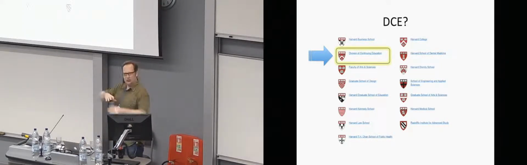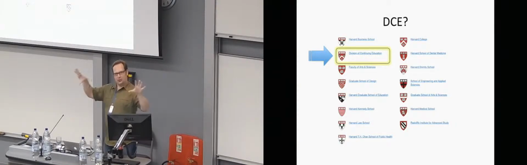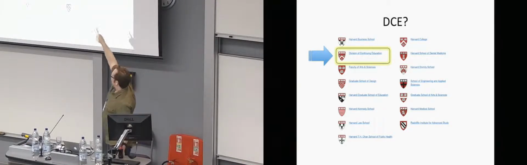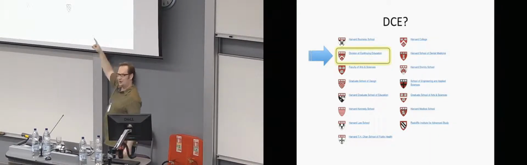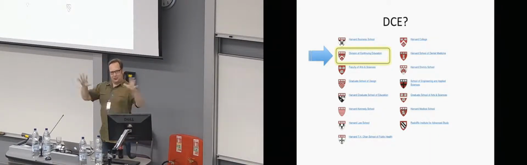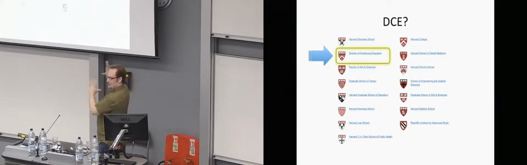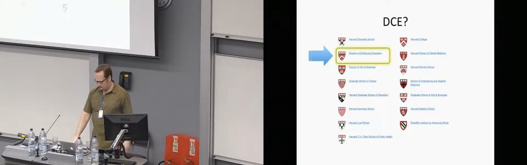So Harvard is a huge place. It's made up of about 15 different degree granting schools, which are very separate from each other. So the Division of Continuing Education, DCE, is just one of these 15. So when you think of Harvard University, that would be everything. That's not us. We're just the DCE box up there.